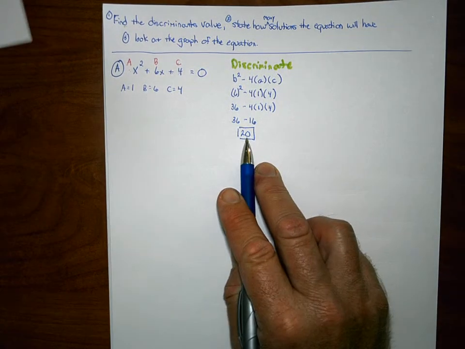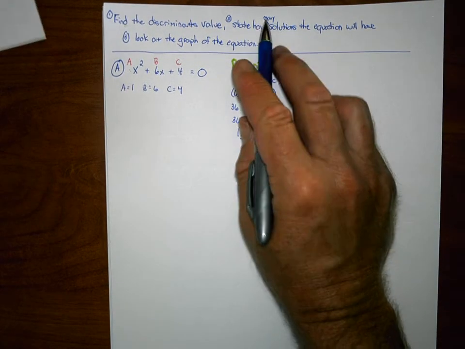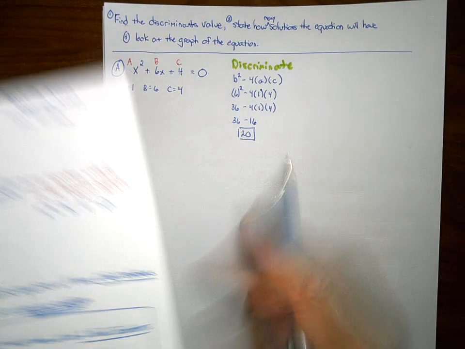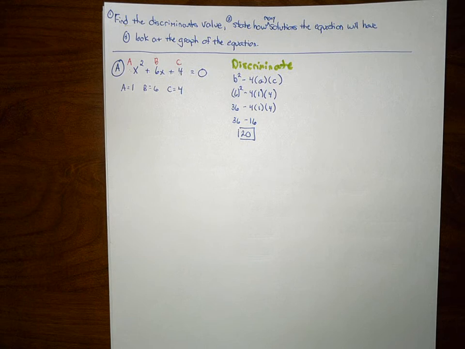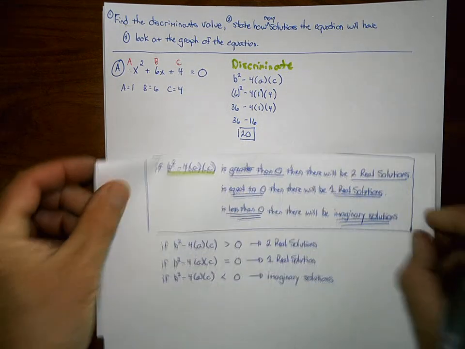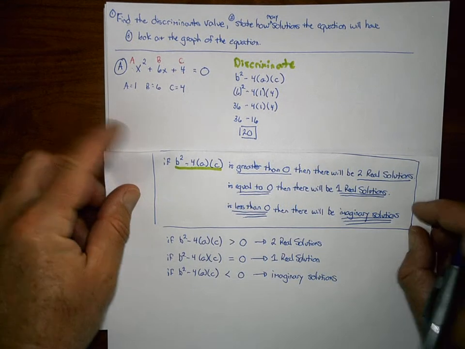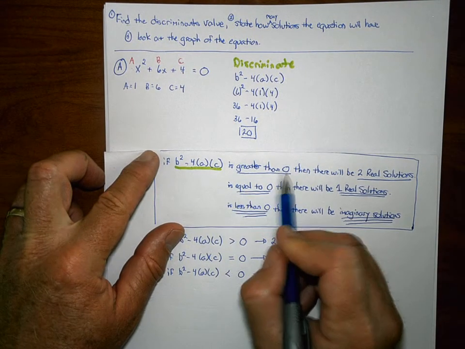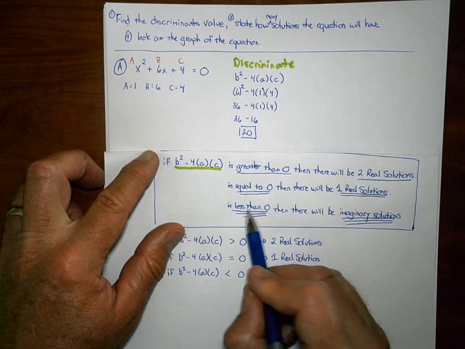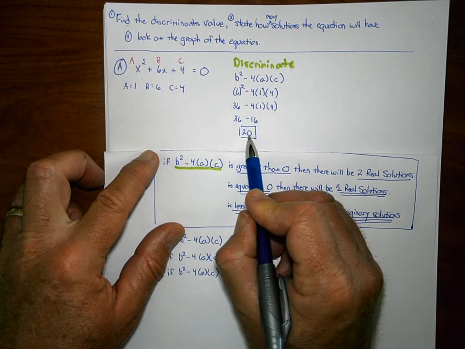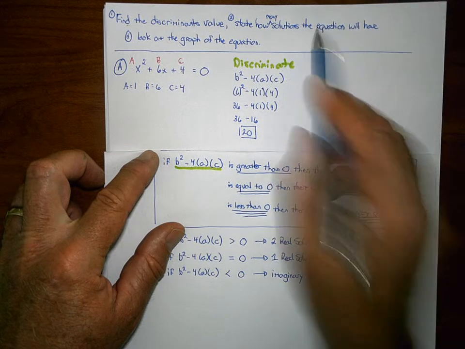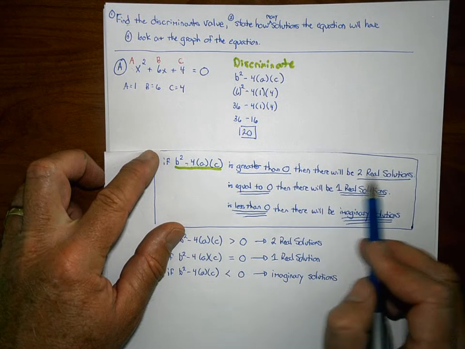Okay, step number 2 is state how many solutions the equation will have. Okay, so what we do with that is we go back to our notes here, and I'm going to show you my notes here in a second. And here's my notes. Yeah, you can see them. So the question is the discriminant, is it greater than 0, equal to 0, or less than 0? Well, it's 20. That's greater than 0. So how many solutions will there be? There will be 2 real solutions.